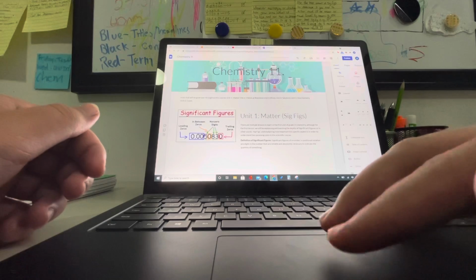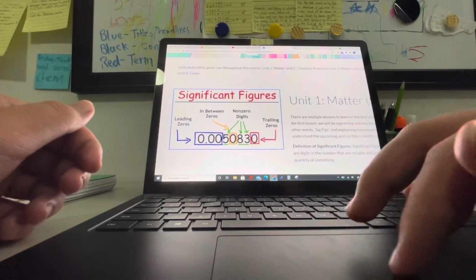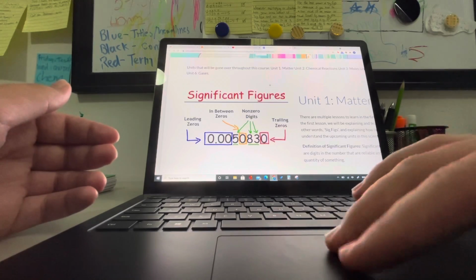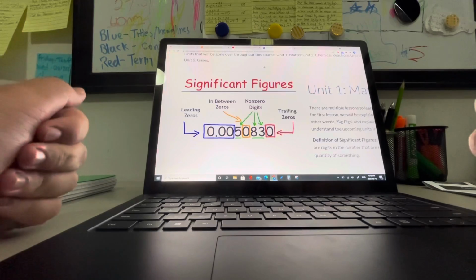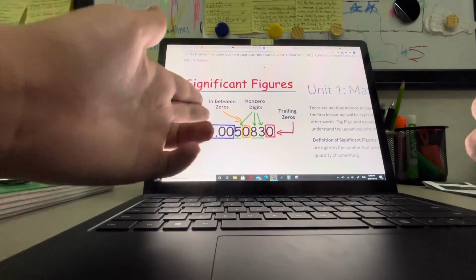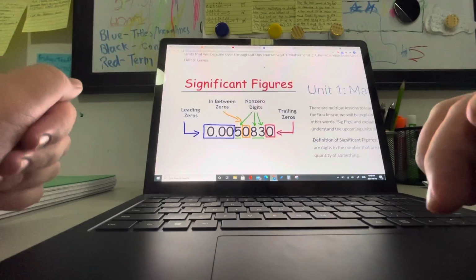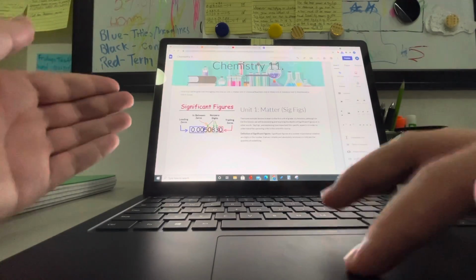Now, I've left an image here for you guys to visualize what this exactly means. If I zoom in, as you can see, there are leading zeros, in between zeros, non-zero digits, and trailing zeros. I'm going to show you guys what I exactly mean by this.